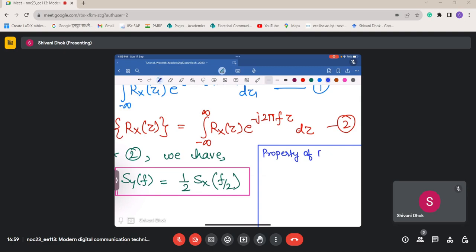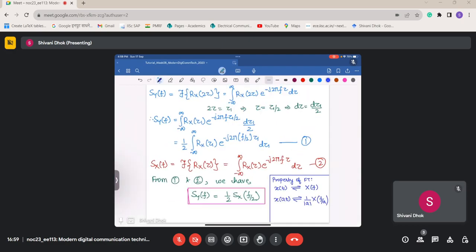of Fourier transform. If x(t) and X(f) are a Fourier transform pair, then x(at) and 1 by magnitude a X of f by a are Fourier transform pairs. So this is a property of Fourier transform that we would have just exploited.